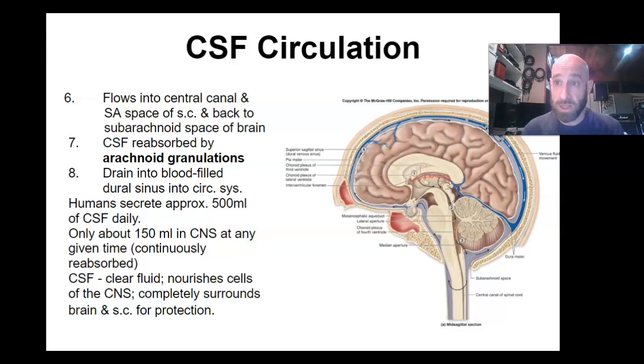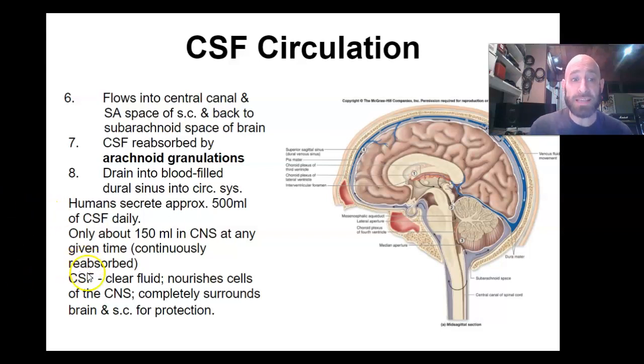Now, if there's too much cerebral spinal fluid, that's going to cause pressure on the brain, similar to a subdural hematoma. And if there's not enough cerebral spinal fluid, the brain's actually going to expand, just like pressure changes occur, and that's going to cause issues. So you really need to have the right amount.